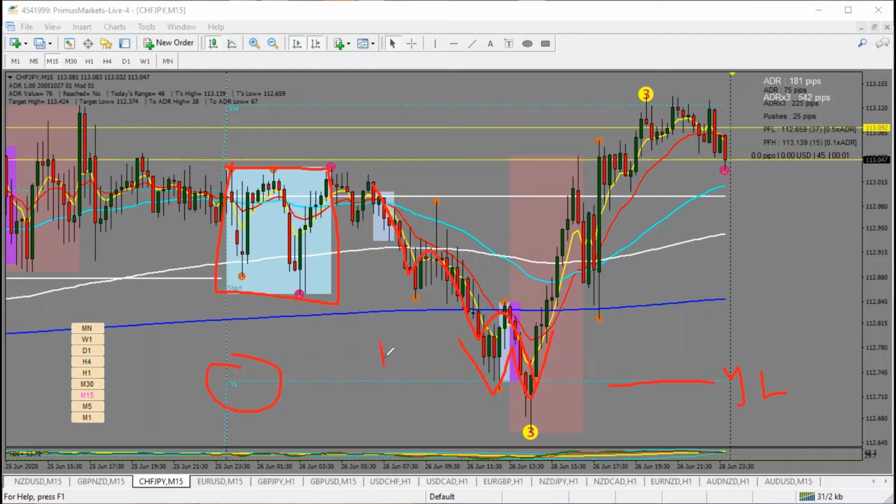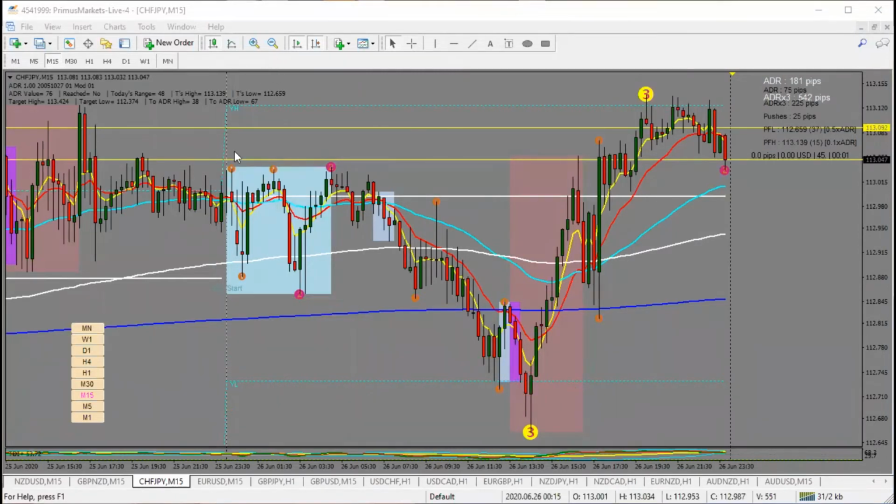This is a type one of a London pattern. And we could have taken it at the close of this confirmation candle right here. The confirmation candle, this one right there. This is a railroad right there. So we could have taken it here, or you could have taken it at the close above the 18 EMA, and then you go up with the pair.